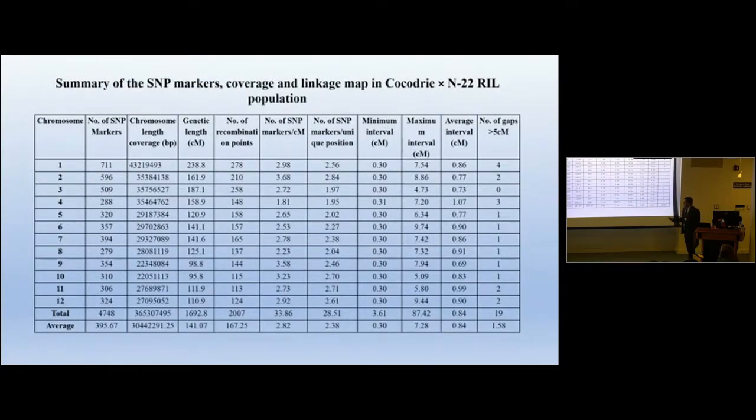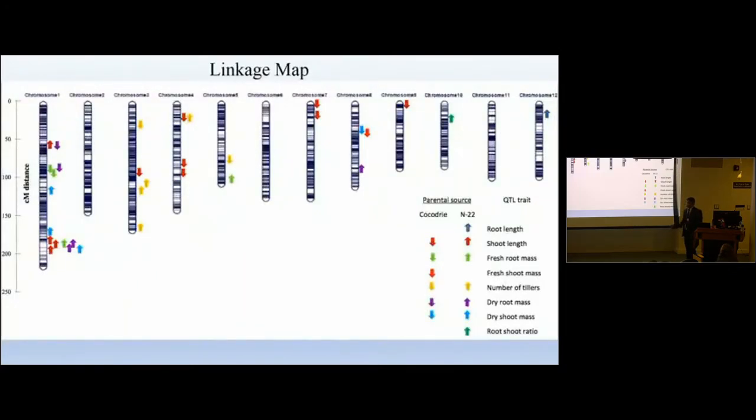This is the summary of our SNPs, the linkage map that we have drawn. We ended with almost 4,700 to 4,800 SNPs, and the total genetic length was almost 1700 centimorgan, and the total physical distance was 365 MB in our genetic map. This is the linkage map that we have drawn from the ICIM mapping, and there are some hot spots where we find a lot of QTLs, and chromosome 1 has a lot of drought-tolerant QTLs. Many people have found a lot of QTLs in those regions also, and we also found a lot of QTLs in those regions.